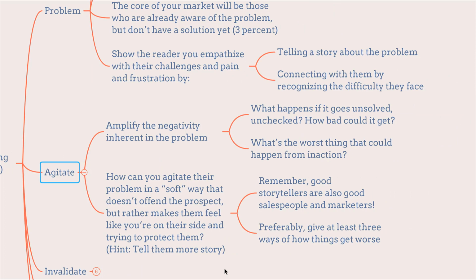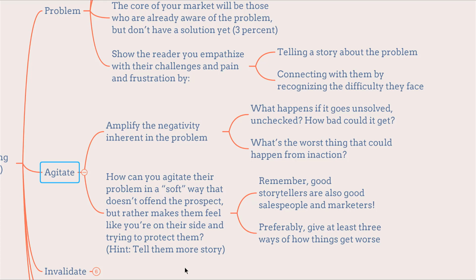You can ask these questions first in your mind. What happens if it goes unsolved, unchecked? How bad could it get? What's the worst thing that could happen from inaction? How can you agitate their problem in a soft way that doesn't offend the prospect, but rather makes them feel like you're on their side and trying to protect them?